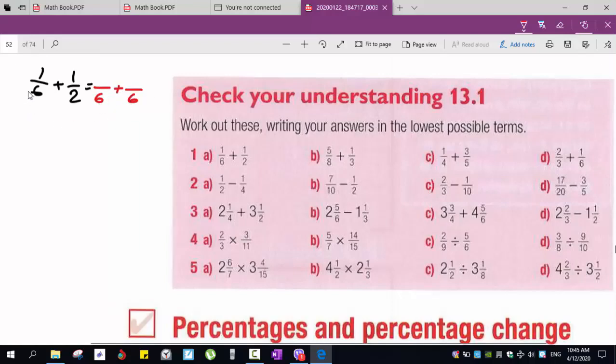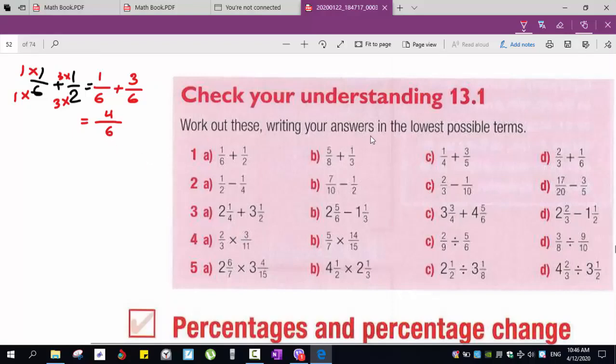Okay, how does 6 become 6? It's multiplied by 1 and the top must be multiplied by 1, just like the bottom. And here, how does 2 become 6? We multiply it by 3 and the top must be multiplied by 3. Now 3 times 2 is 6, 3 times 1 is 3, 1 times 6 is 6, 1 times 1 is 1. Now since we have the same denominator, we can just add the numerators together. 1 plus 3 is equal to 4 over 6.